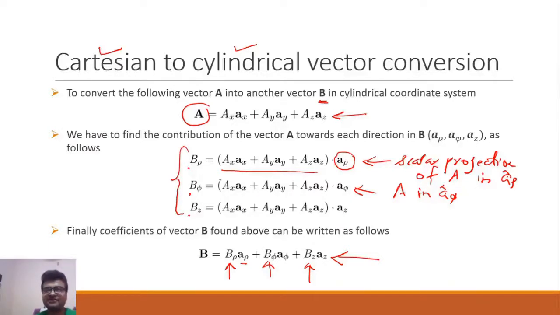And obviously because you are only multiplying two vectors once with the help of dot multiplication, the answer you will get will be a scalar. So we have to do nothing but put these scalars along with the resulting directions. The directions we want are cylindrical directions. So cylindrical directions are a rho, a phi and az.